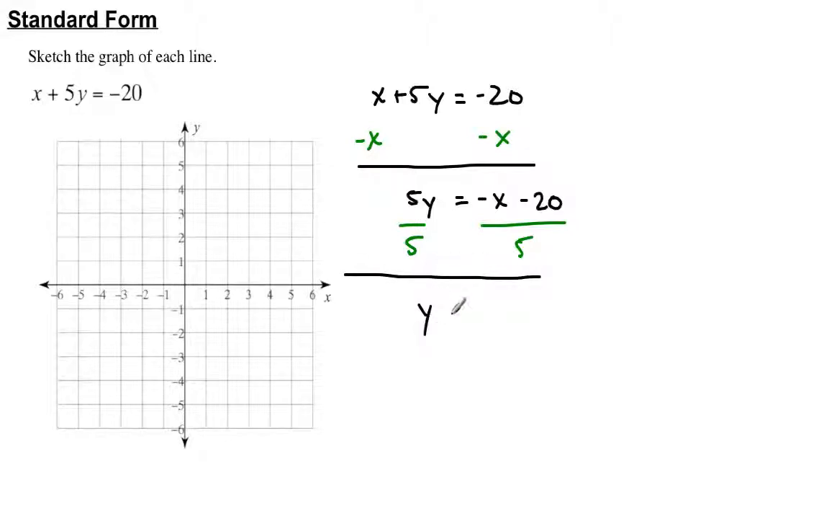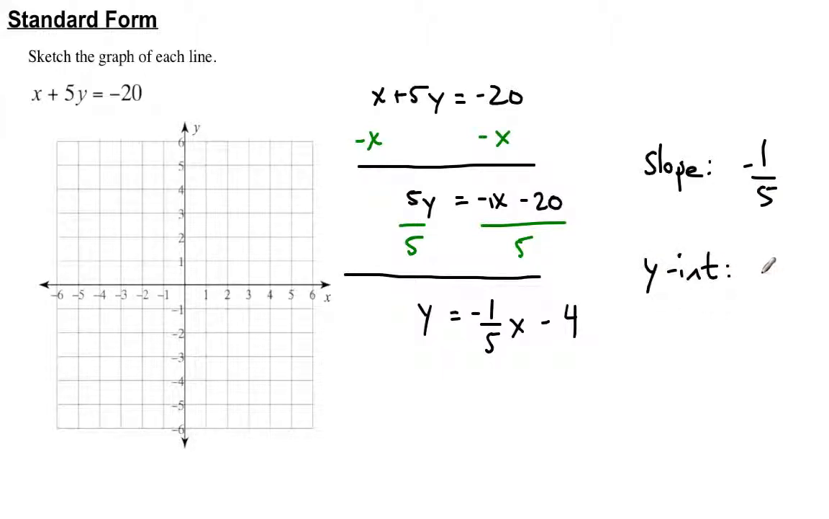And we're left with y is equal to, now here this is a negative 1, so we have negative 1/5 x, and then negative 20 divided by 5 is minus 4. Okay, so our slope is negative 1/5, and our y-intercept is negative 4. Okay, let's go ahead and graph that.